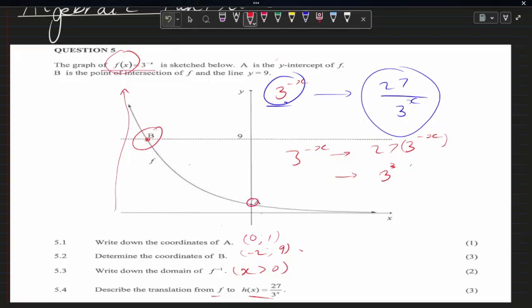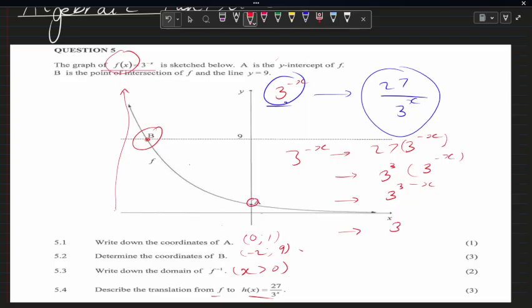So we have 3 to the power of 3 times 3 to the power of negative x, and then we know that if we are multiplying two exponents to the same base, we simply add the exponents. Okay, so it will be 3 to the power of 3 minus x, because if I add the exponents, I'll get 3 minus x.